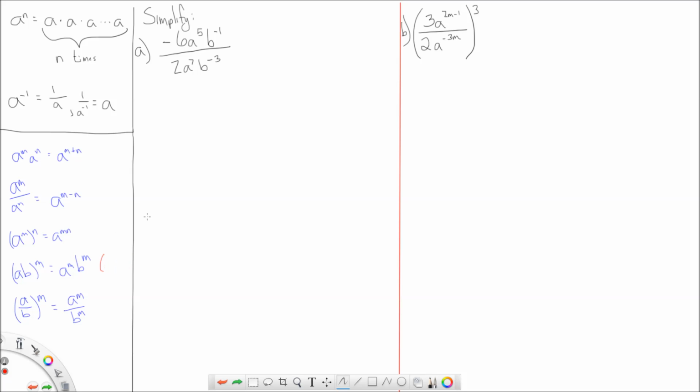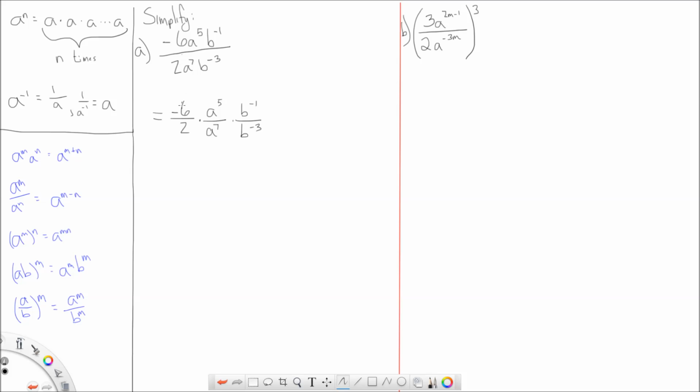Alright, so now let's look at these two examples where our only goal is to use our rules here on the left and try to simplify both of these expressions. So for the first one, what we're going to try to do is separate this into where we're only looking at the same base at the same time. So instead of thinking about a lot of multiplication in the numerator and a lot in the denominator, I'm going to rewrite this as negative 6 over 2 times a to the 5th over a to the 7th times b to the negative 1 over b to the negative 3.